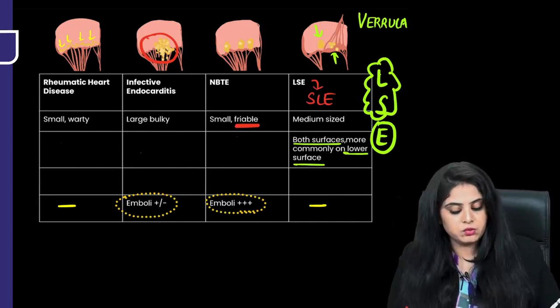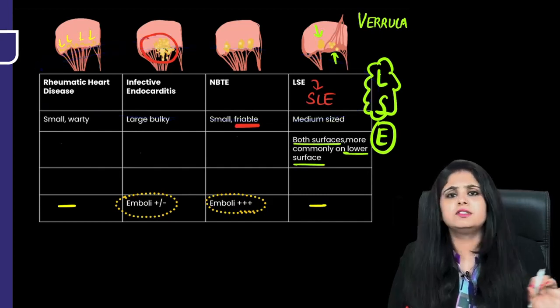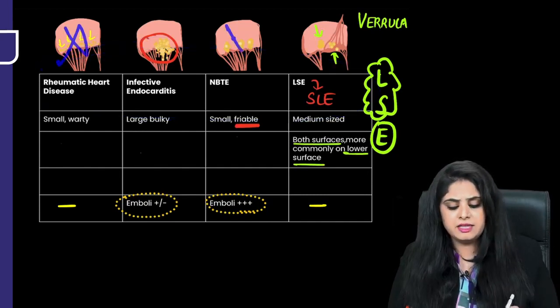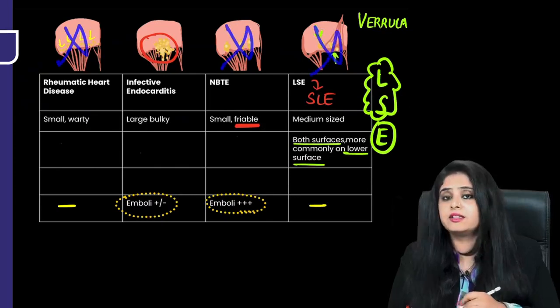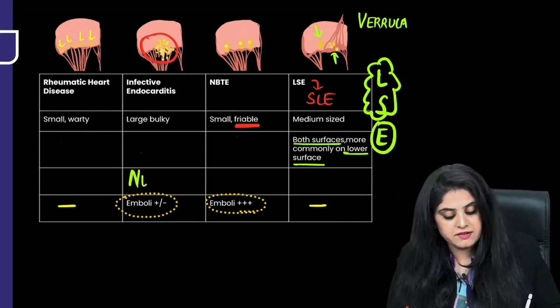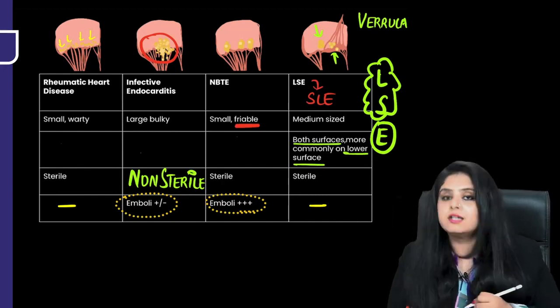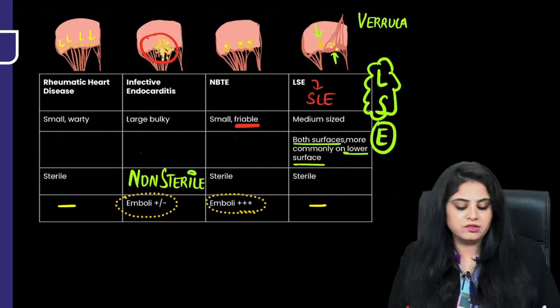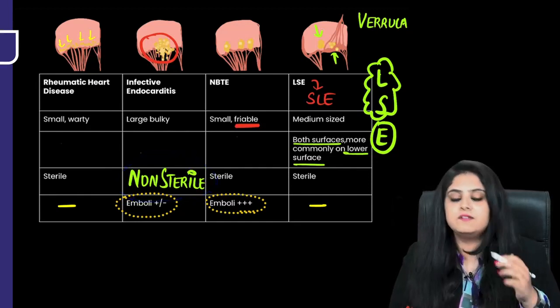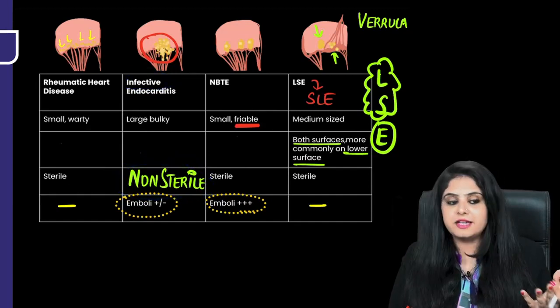Out of these, please note, all of them are going to be sterile vegetations. Means you won't get the bacteria here, you won't get the bacteria here, but you will get the bacteria in infective endocarditis. The only one which is infected or non-sterile is infective endocarditis. Rest all of them are sterile. So how I have learned it is infective endocarditis is infected vegetation, as easy as that.